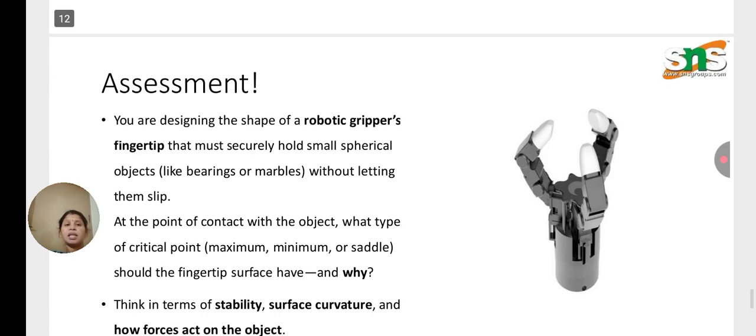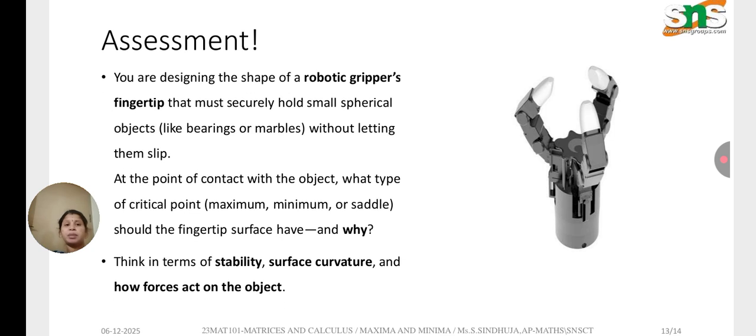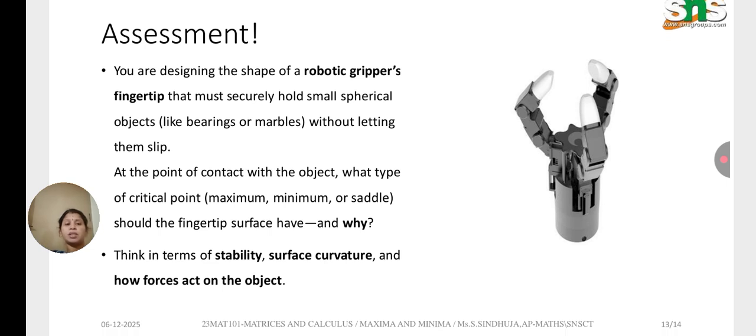When you are designing the shape of a robotic gripper's fingertip that must securely hold small spherical objects like bearings or marbles without letting them slip at the point of contact with the object, what type of critical point, maxima, minima or saddle, should the fingertip surface have and why? Think in terms of stability, surface curvature, and how forces act on the object.